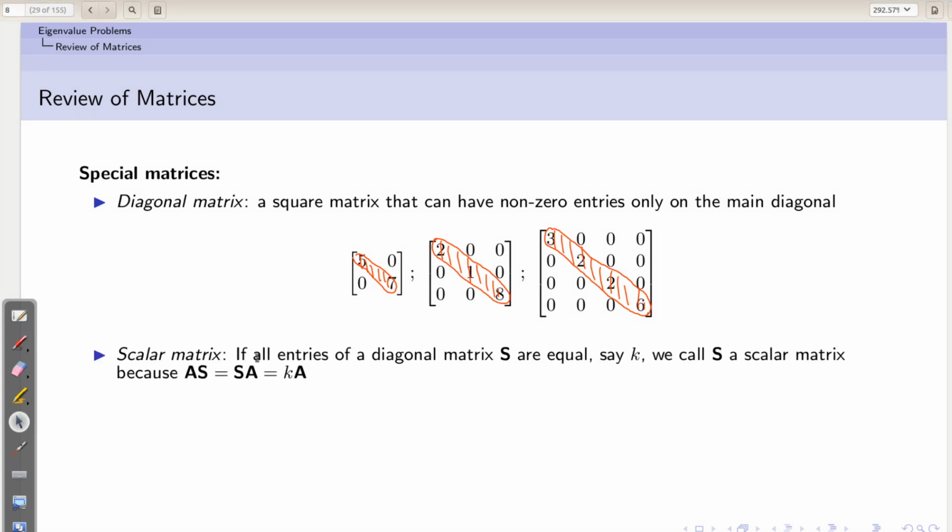A scalar matrix: if all the entries of a diagonal matrix are equal, say K, we call it a scalar matrix. So matrices like 7, 7, 7 with 0s everywhere else. This is a scalar matrix, and this is a scalar matrix.